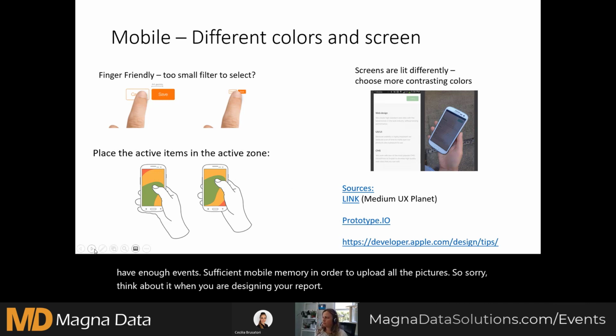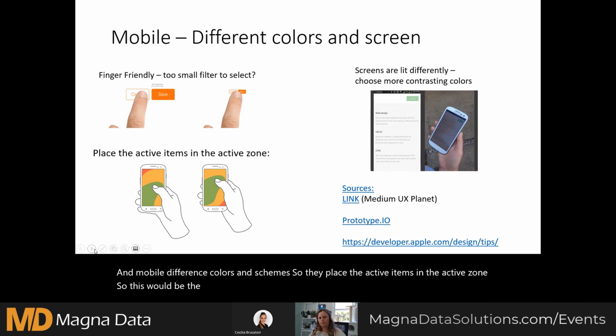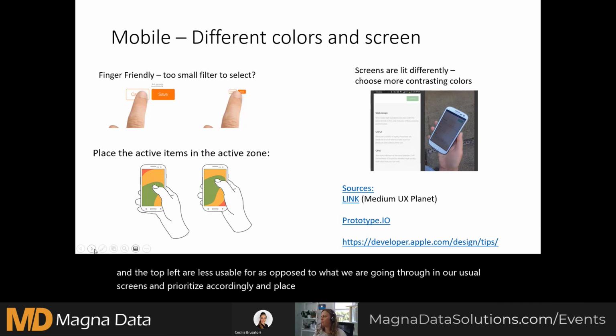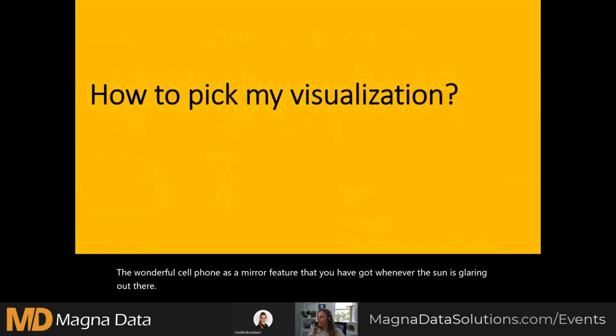And mobile has different colors and schemes. Place the active items in the active zone. So this would be the active zone for the mobile, and not the top right. The top right and the top left are less usable as opposed to what we are going through in our usual screens. Prioritize accordingly and place the navigation accordingly. Think also about color contrast, which should be a lot higher, because as you can see, the wonderful cell phone has a mirror feature whenever the sun is glaring out there.